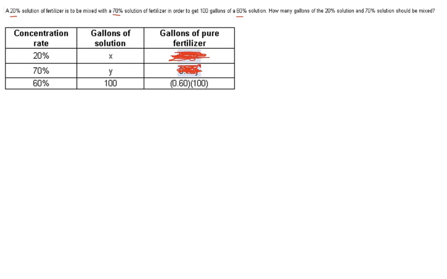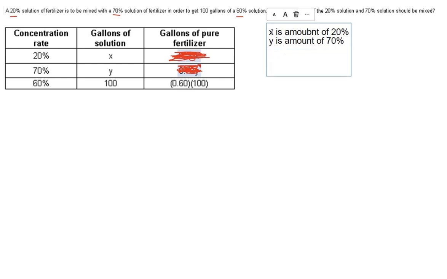It says how many gallons of the 20 and the 70% solution should be mixed. So there's two things we don't know. That's why the table has an X and Y. There's an X amount of 20% fertilizer, and there's a Y amount, or whatever letter you want, of the 70% fertilizer. Okay? So I'll let X be the 20%, and Y is the amount of 70%.